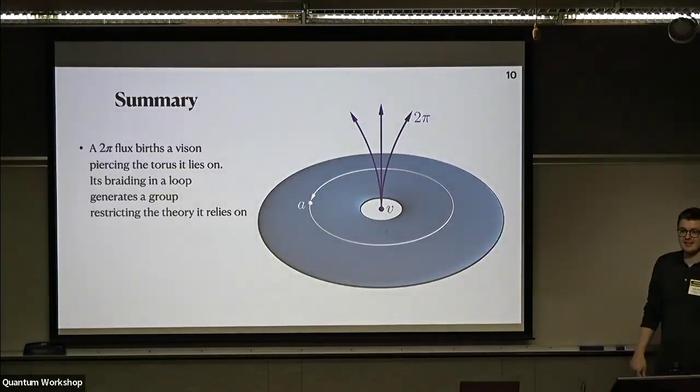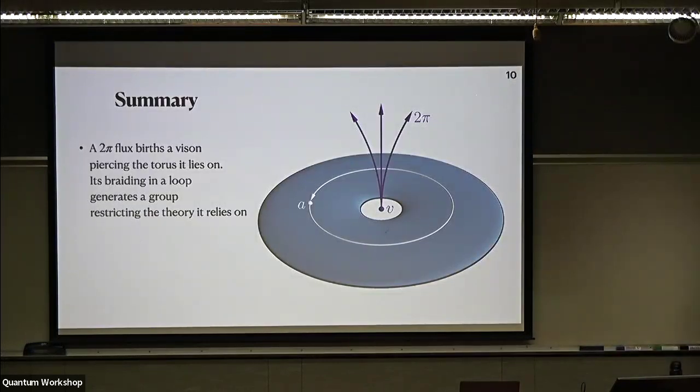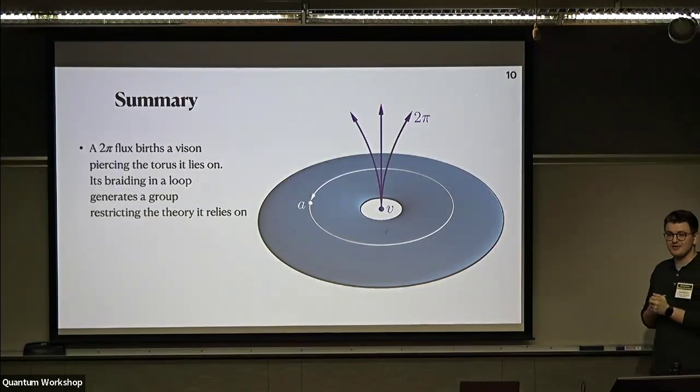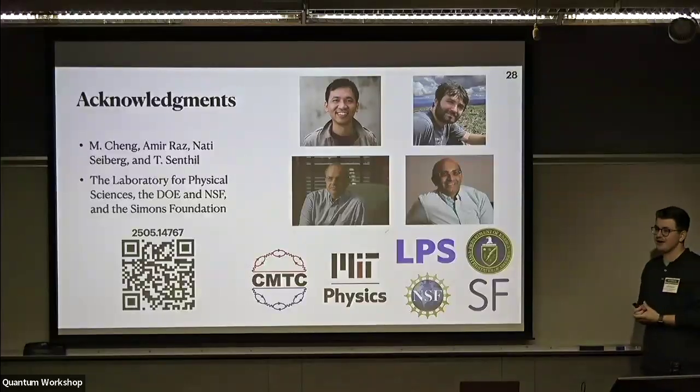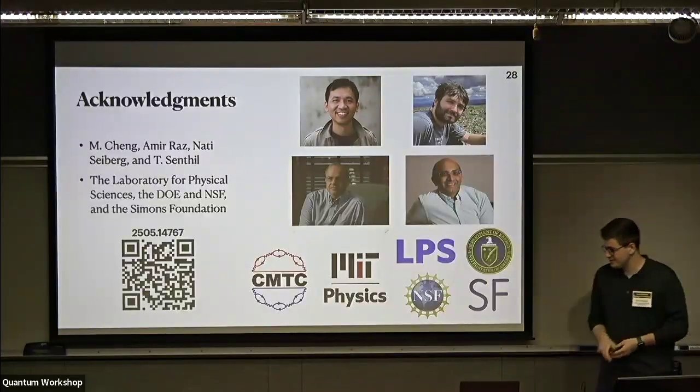Okay, so with that, I'd like to summarize with a little limerick. 2 pi flux threading the torus it lies on. Its braiding in a loop generates a group restricting the theory it relies on. So this is kind of a part of the tool. And with that, I'll thank my collaborators who were excellent, and I really learned a lot.